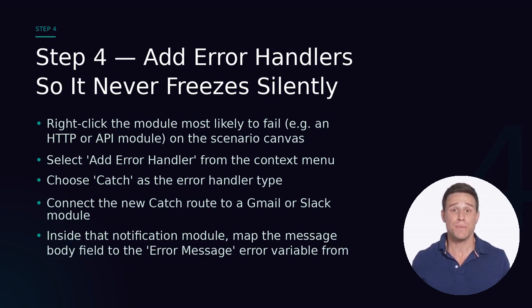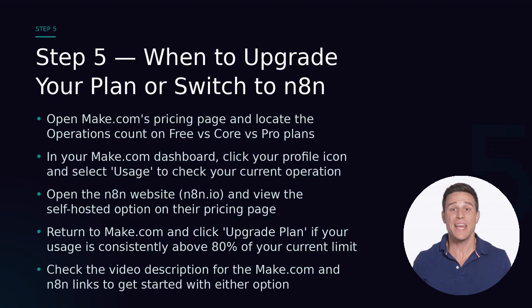This is the step most people skip and then wonder why their scenario breaks again 2 weeks later. Right-click any module that's likely to fail. Your API calls, your webhook modules, anything hitting a third-party service. From the context menu, select Add Error Handler. Choose the catch route. This creates a fallback path. Connect that fallback to a Gmail or Slack module and have it send you a message with the error details. In that notification module, map the error message field using the built-in error variable. Now, instead of freezing silently, your scenario tells you exactly what went wrong. Trust me, this saves hours.